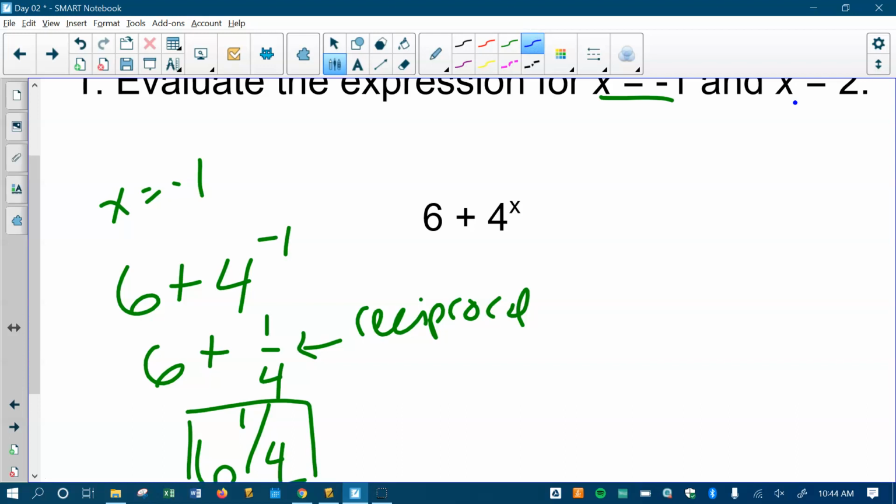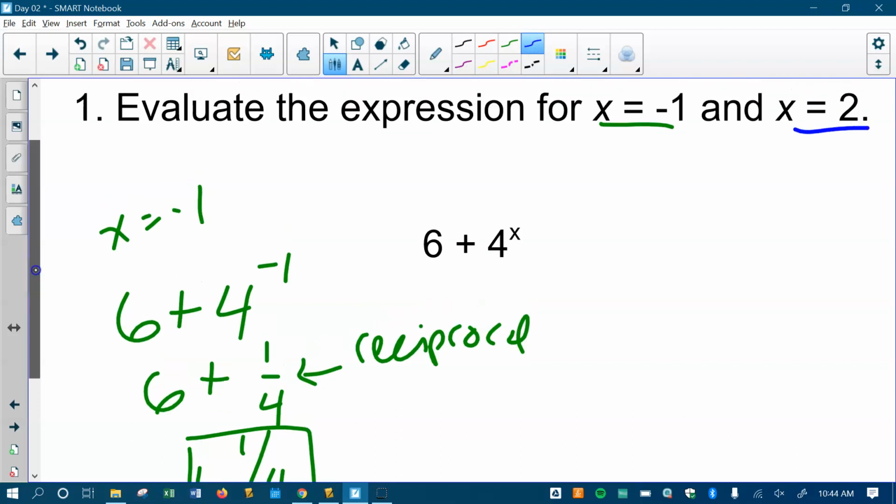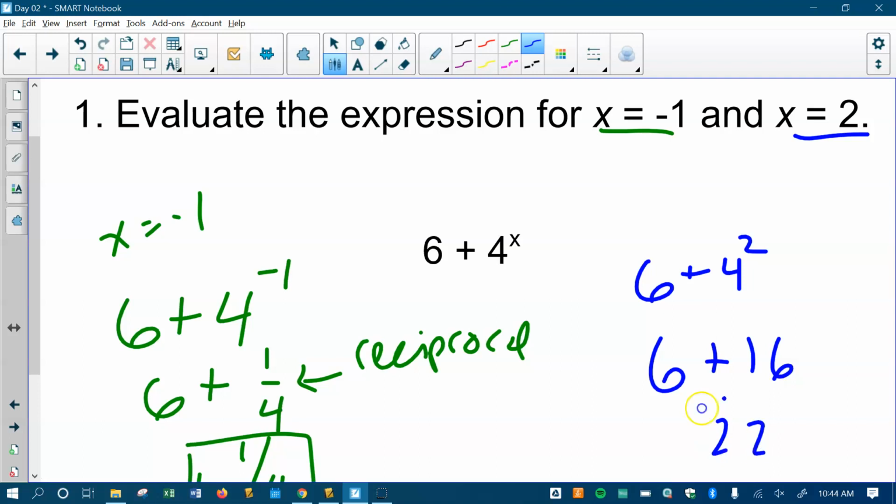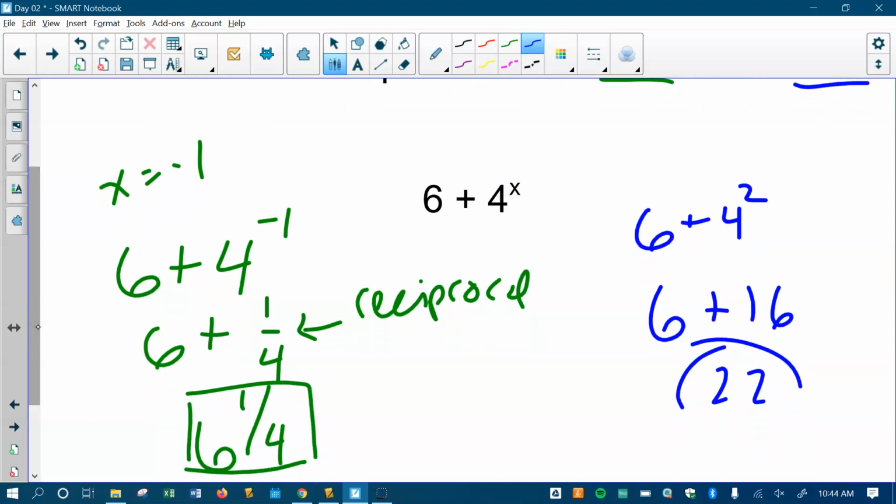So now we're going to do when x equals 2. When x equals 2, we have 6 plus 4 to the second power. 4 to the second power is 16, and that's 22. The only reason you would really need to know these is when you're starting to look at graphs and you have to start plotting values on the graph. You can do these with the calculator by looking at the table on the calculator, but you can also do this by hand.